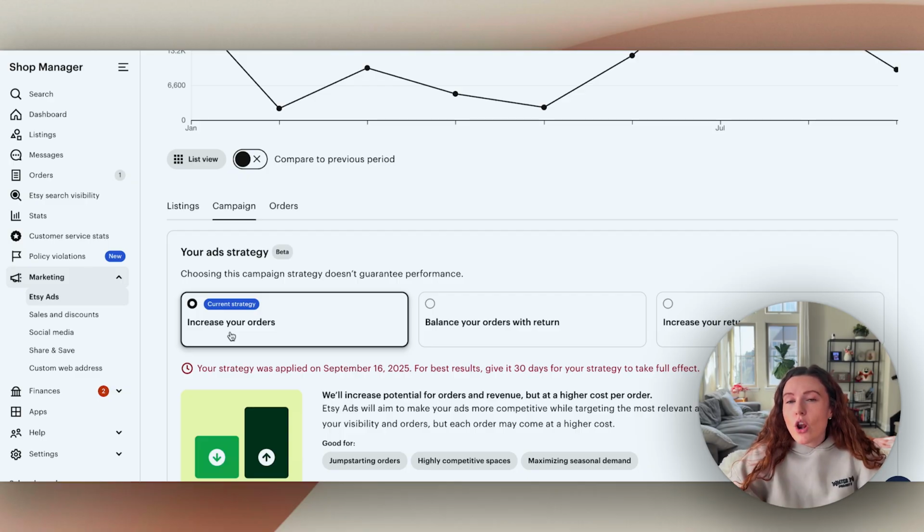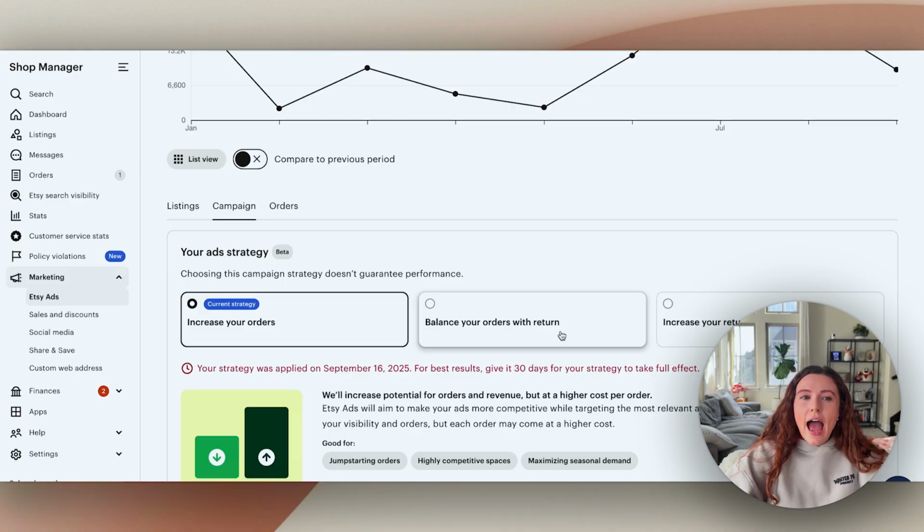But if you do not feel comfortable with letting Etsy experiment with your money, I would recommend selecting balance your orders with return or increase your return. This will mean that if you have balance your orders with return, it's going to try to make sure that as you spend money, you are still getting return on investment coming into your shop.